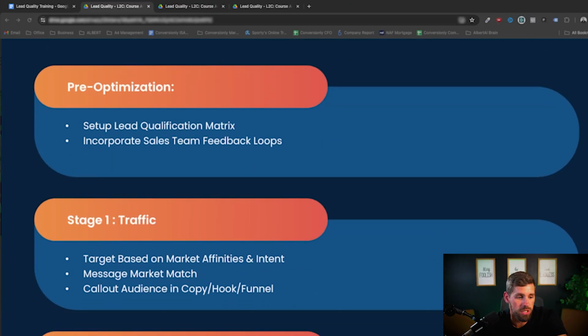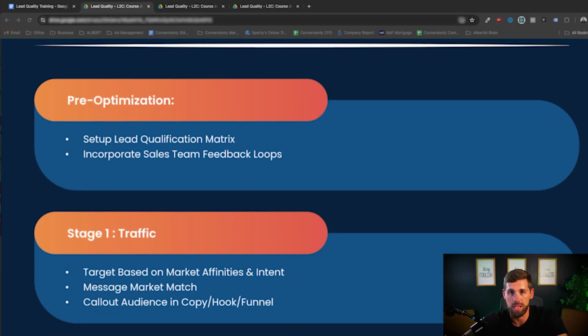Now, at the end of this, we'll actually show you how we track our lead quality scores, and part of that is through sales team feedback loops. So you can take some of those pieces and implement it within your funnel. With that said, the first step in our optimization process is the traffic that we are bringing into our funnel.